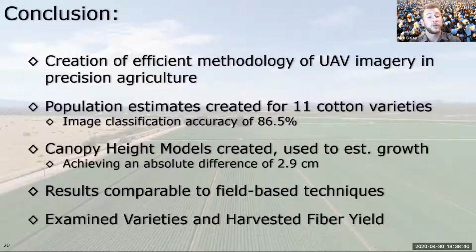Canopy height models were created, and they were used to estimate growth, achieving a best absolute difference of 2.9 centimeters. The results were pretty comparable to field-based techniques. Things were kind of relative to one another. And then we did examine the varieties against one another and also against the harvested fiber yield.